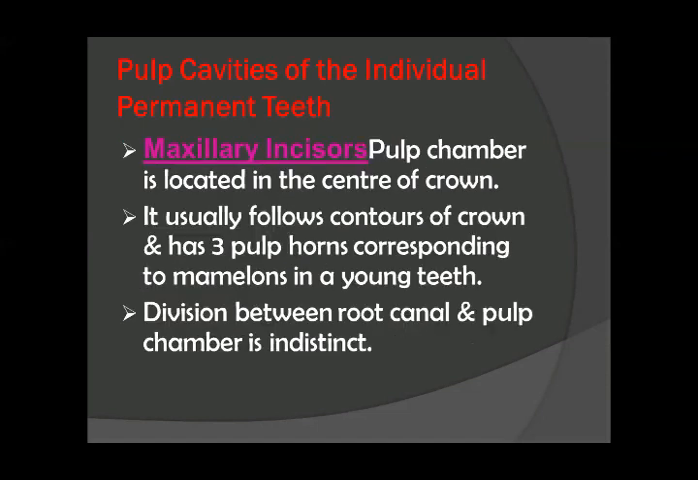Now we discuss the pulp cavities of the individual permanent teeth. Maxillary incisors. The pulp chamber is located in the center of the crown. It usually follows the contours of the crown and has three pulp horns corresponding to mamelons in young teeth. The division between root canal and pulp chamber is indistinct.